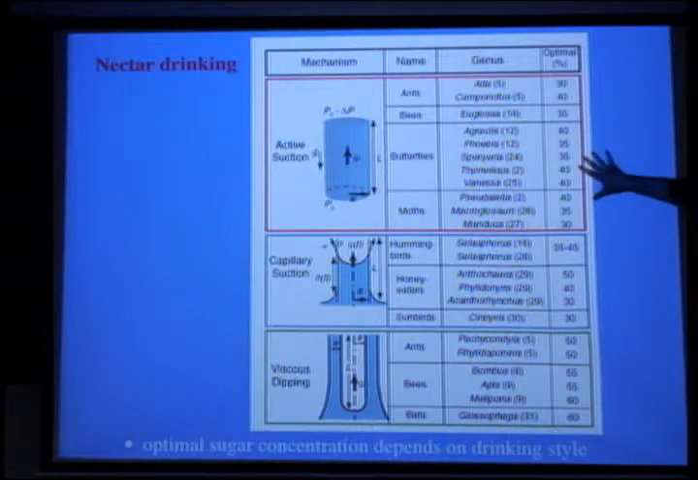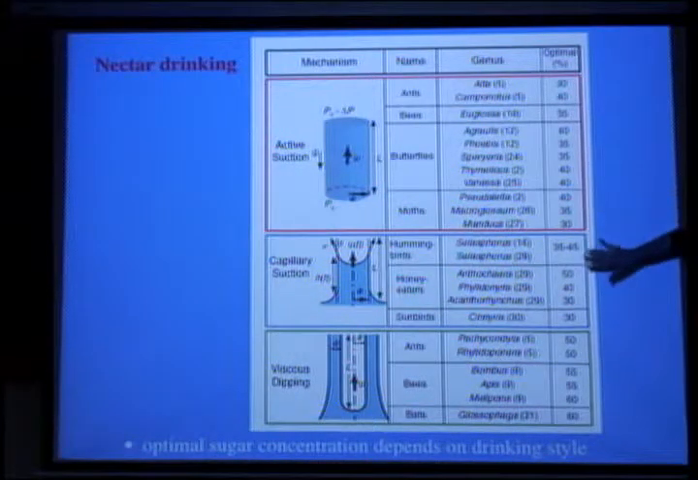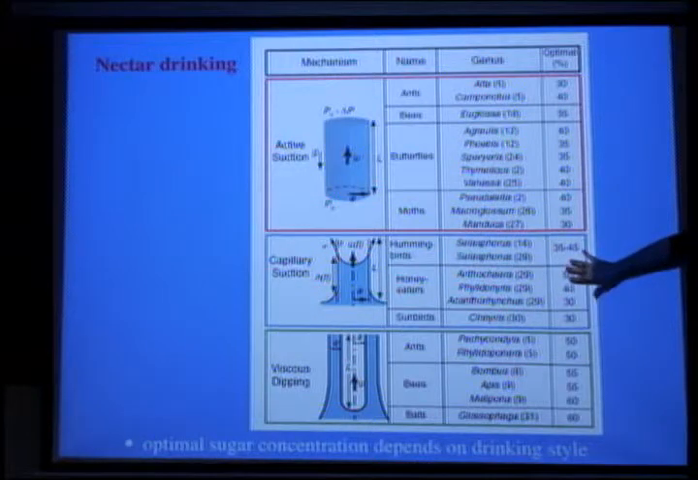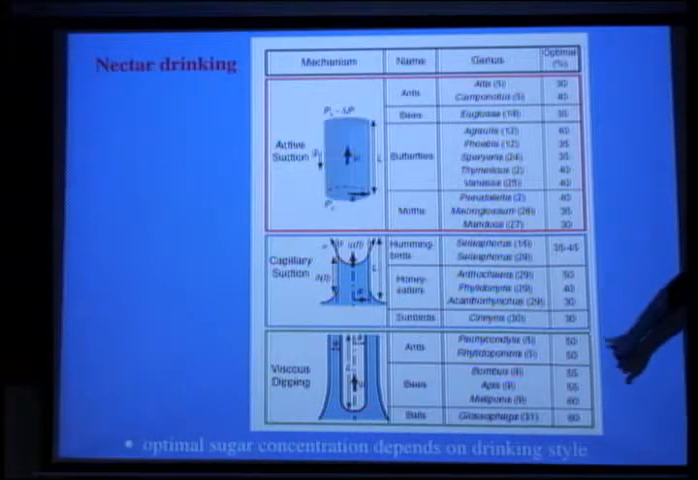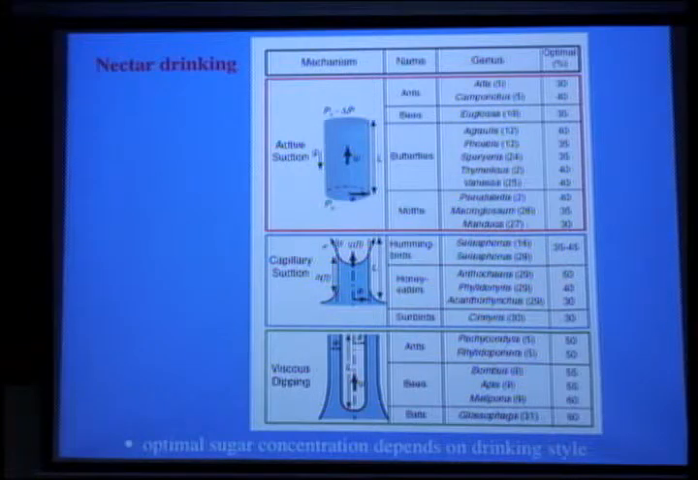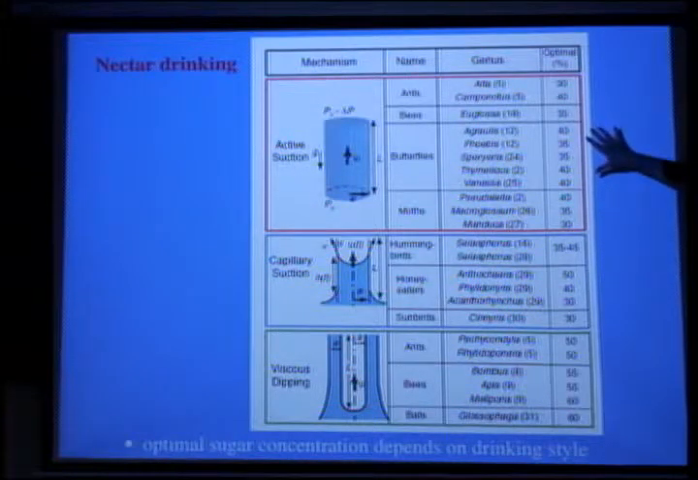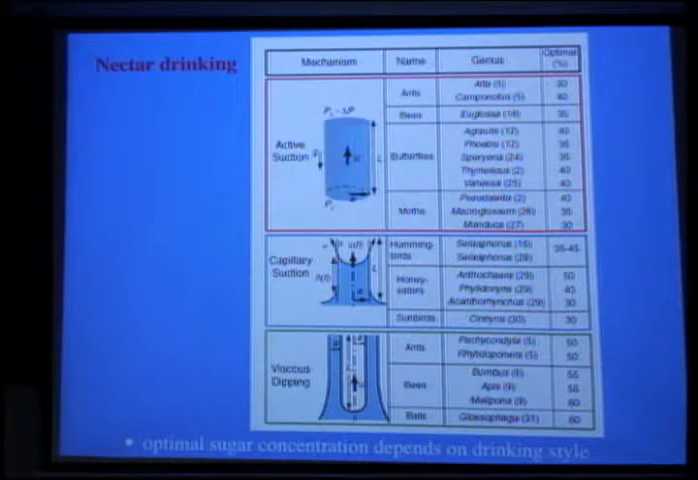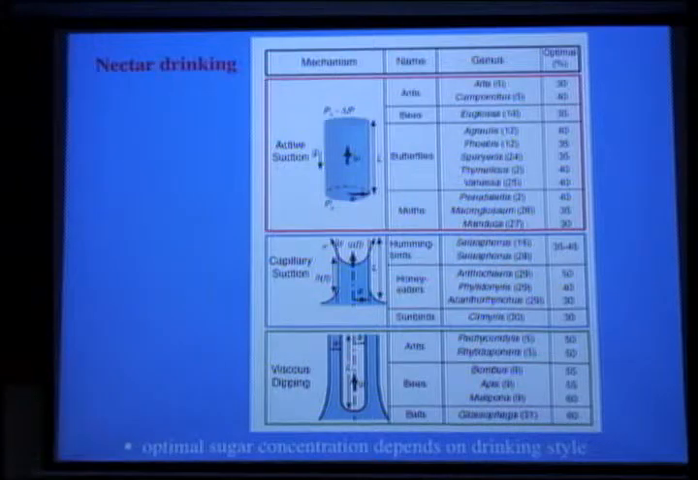For active suction, it's around 35%. It's actually 35-40%. The same is about true for capillary suction. But for viscous dipping, it's higher. So the optimal concentration for creatures that use viscous dipping is higher than for those which use suction. We can classify the optimal concentration on the basis of drinking style: for the suction drinkers, it's between 35 and 40, and for viscous dippers, it's around 55%.